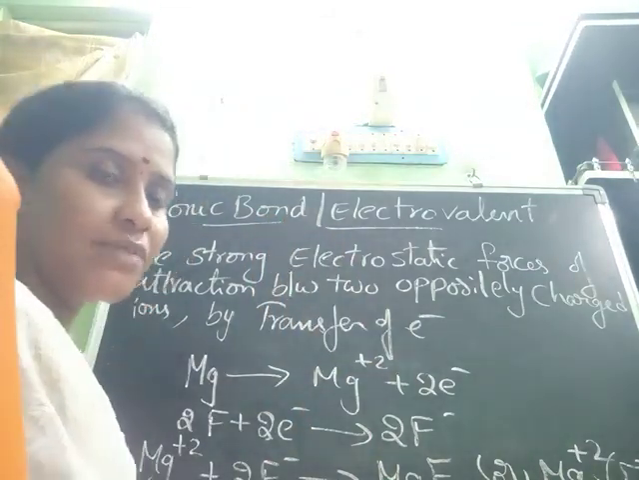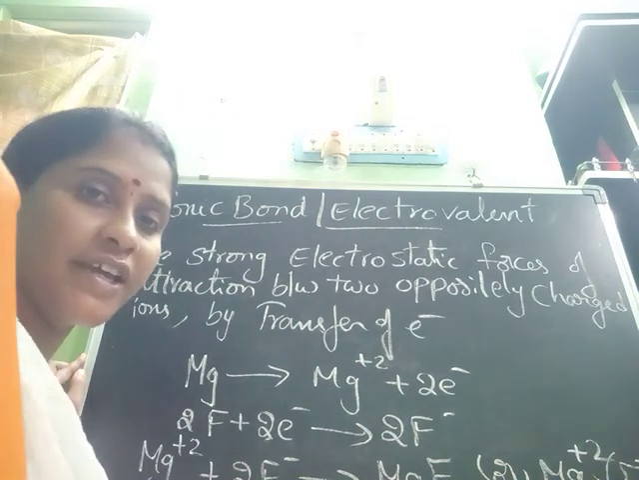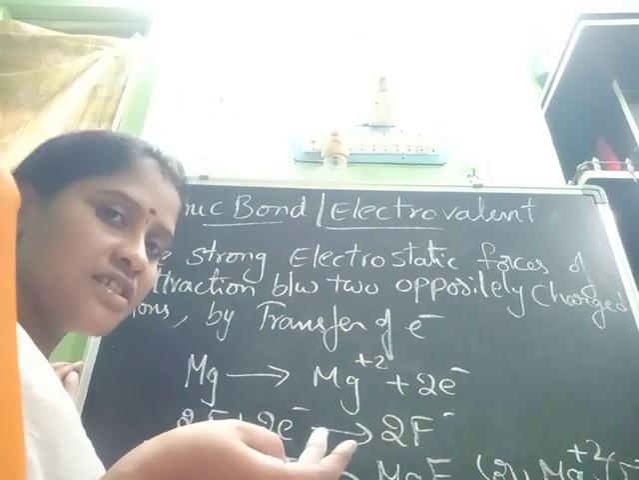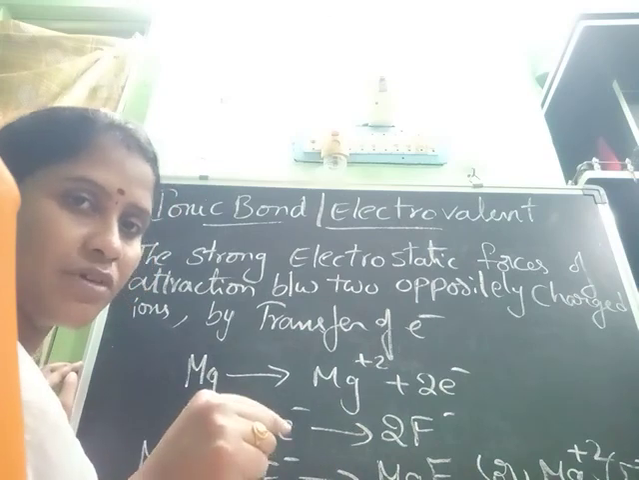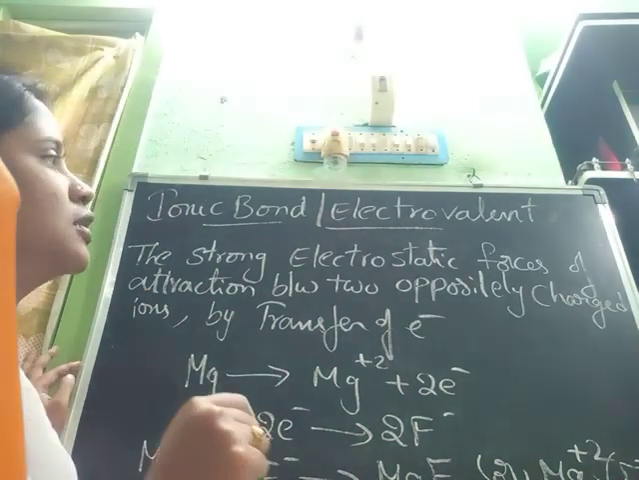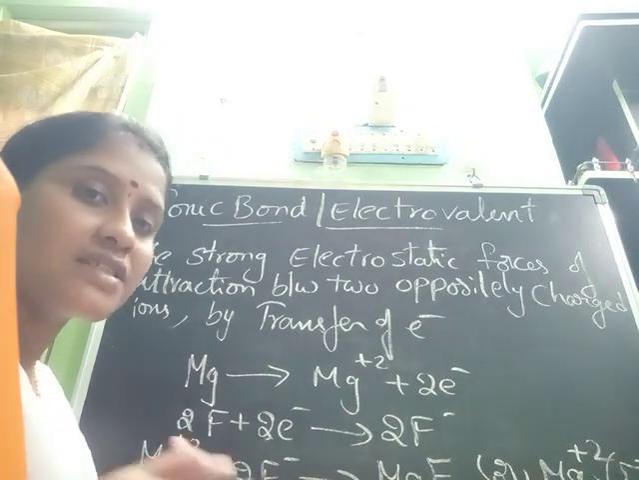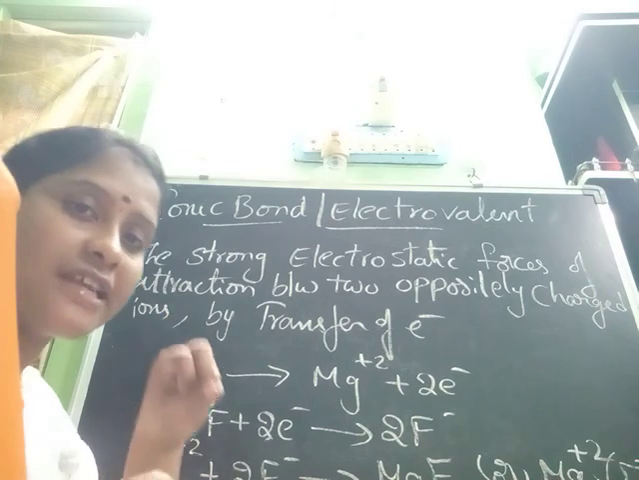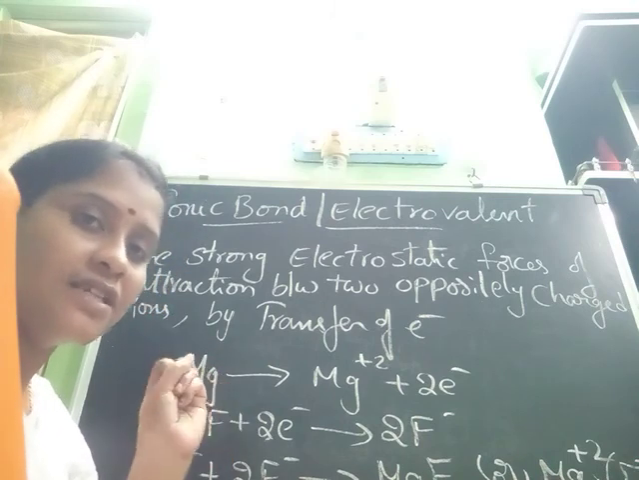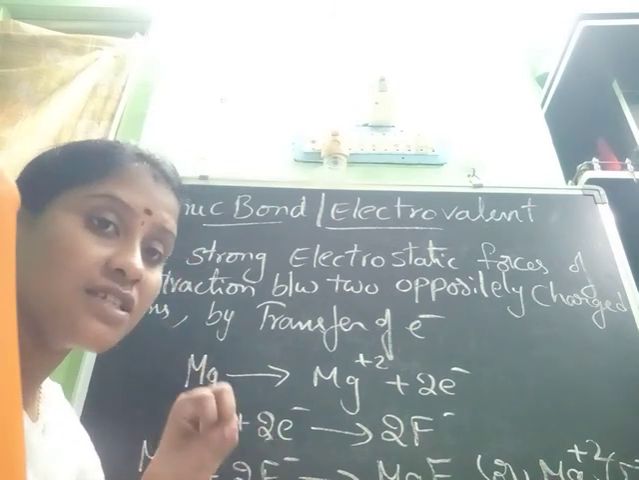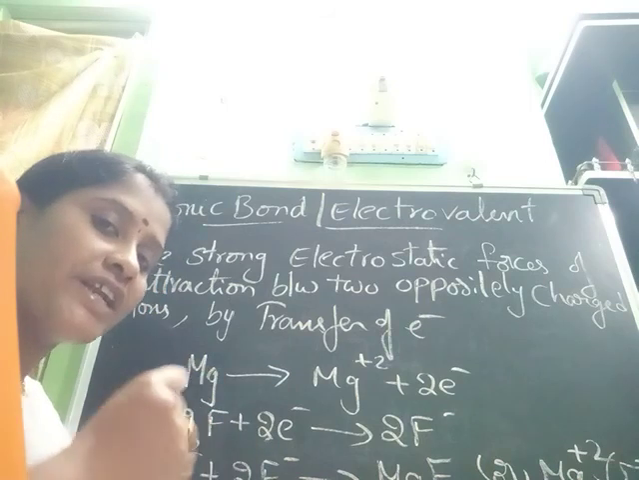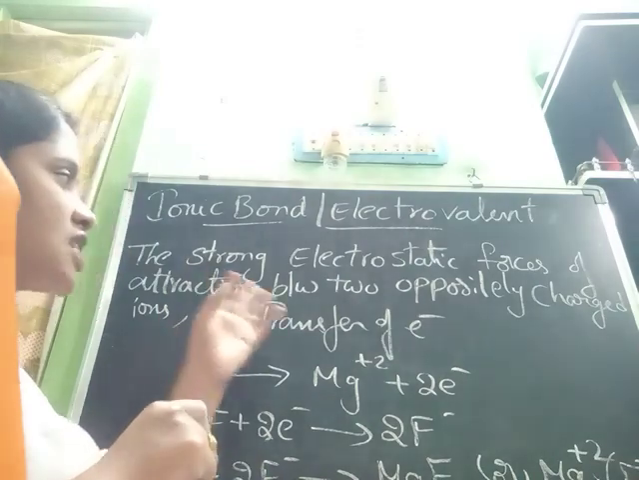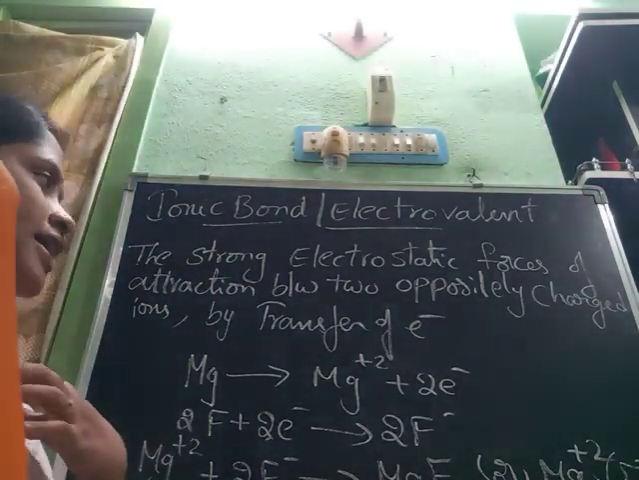Ionic bond, another name is electrovalent bond. Two oppositely charged species are present in the ionic bond, so it is an electrovalent bond. What is an ionic bond? It's a strong force of attraction between two oppositely charged ions or charged species.